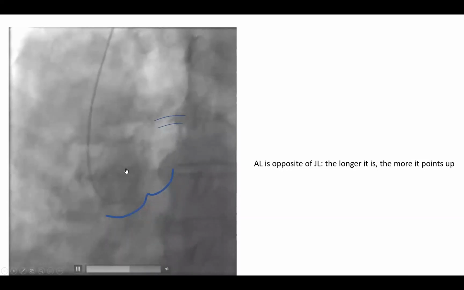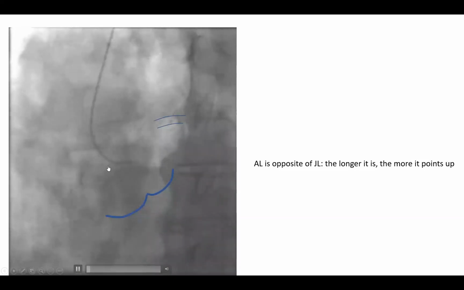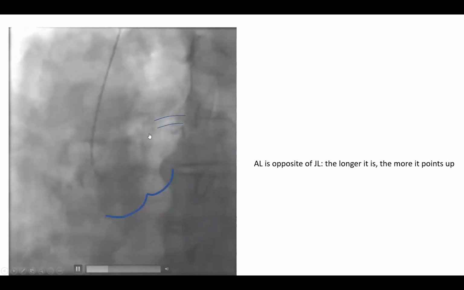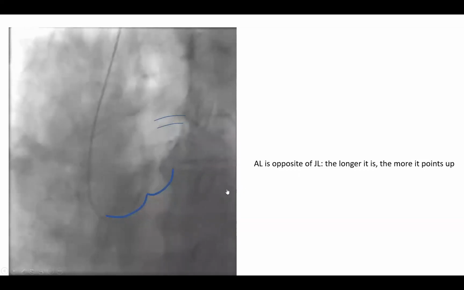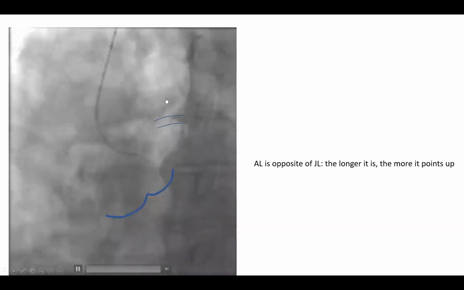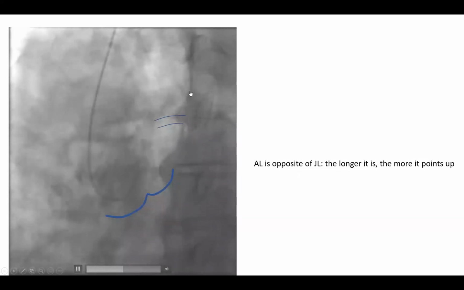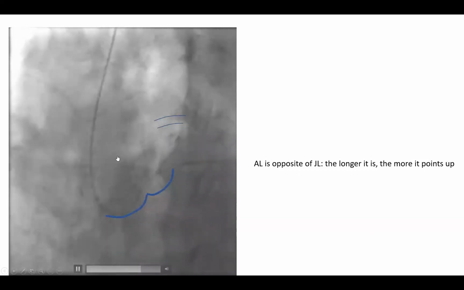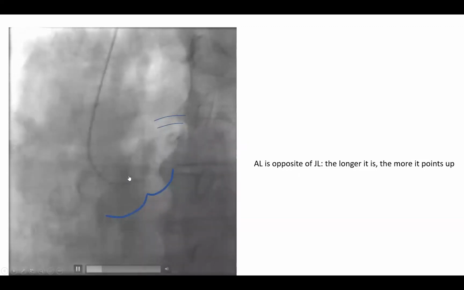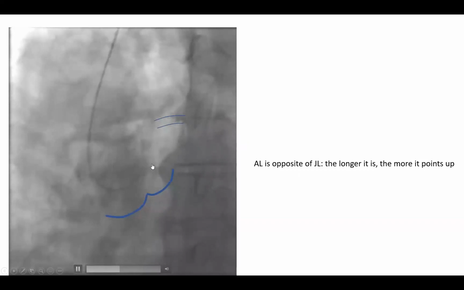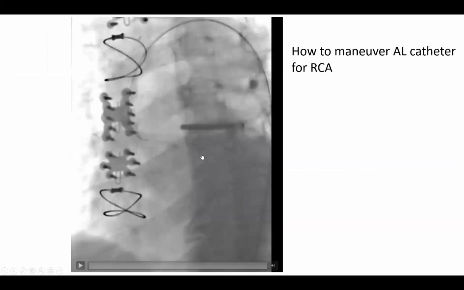So this was an Amplatz left 2 in a big aorta. You need a bigger Amplatz left. So you need an Amplatz left 3 for this. Amplatz left, as opposed to Judkins left, the bigger it is, the more it points up. So here you want it to point more up. We needed a bigger Amplatz left 3 to engage. But this is the maneuver. We got it on the cusp. We got it free. Then we pushed with a slight torque to get into the coronary. I will show you more cases.